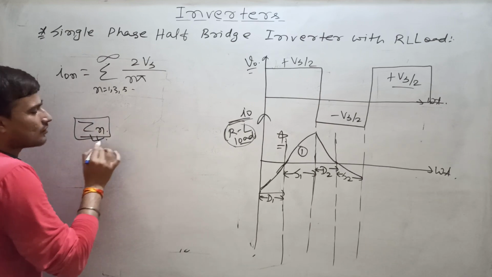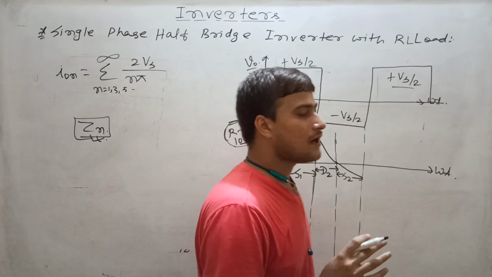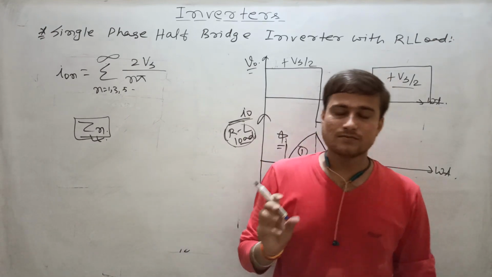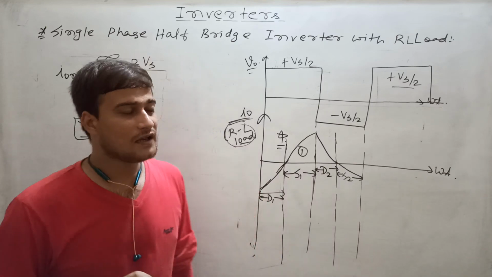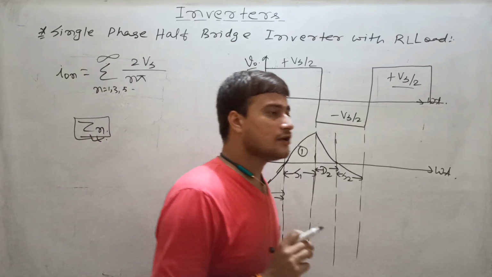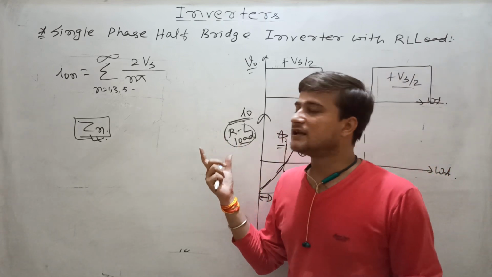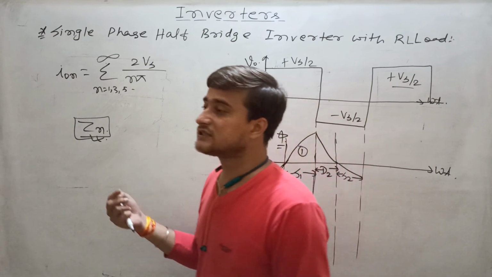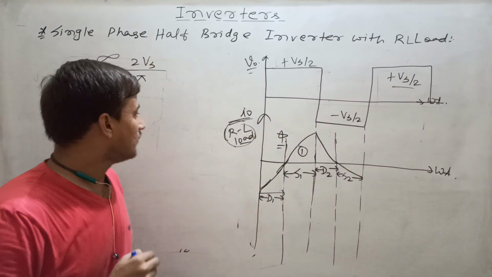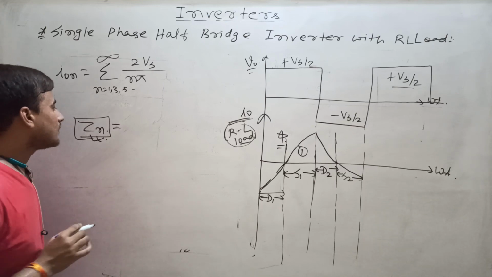Suppose the impedance is Zn. Why am I writing Zn? Because you know that inductor has its reactance, equal to omega L, and it will be dependent on frequency. So now if you are doing Fourier analysis, there are multiple frequencies. So for different frequencies the value of reactance will be different. That's why I am writing Zn.